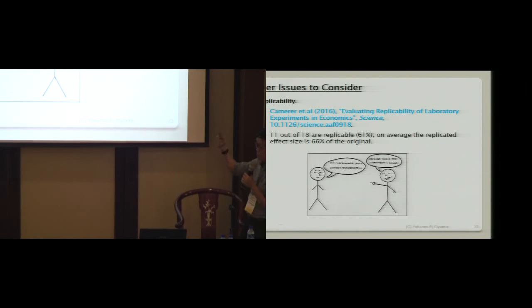So they are replicable, but another question is the effect size. That's another issue. They are replicable, 11 out of 18 are replicable, but on average, the replicated effect size is much smaller. So not really much, but smaller, definitely. 66% of the original effect. Okay? So although it seems to be not quite an issue in economics, replicability is always an issue for experiments.